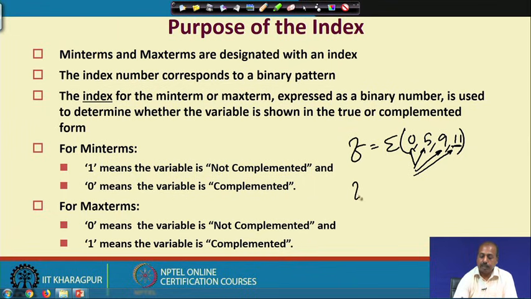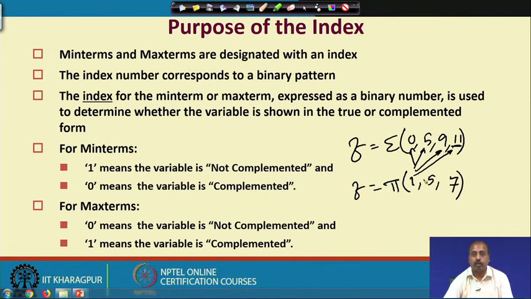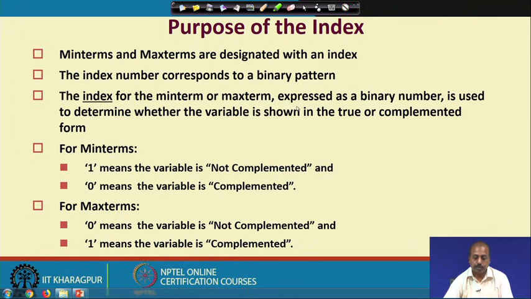Similarly, I can have the max term representation, which is written with this pi or product. So, 1, 5, 7. This means that for these product terms 1, 5 and 7, I have to take the product of sum form to express the function.